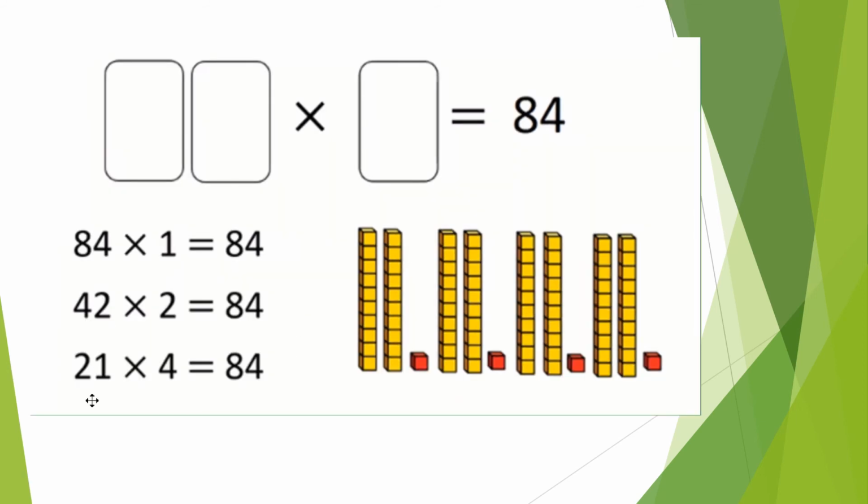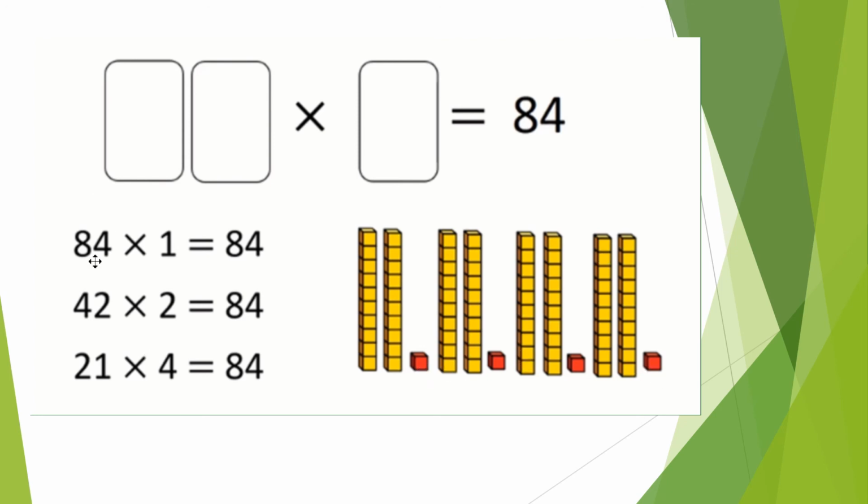You could have also used the digits 2, 1 and 4 to make 21 times 4. And again, using the base 10, you can see we have 21 repeated 4 times. 1, 2, 3, 4. And the answer makes 84, as we still have 8 tens. 1, 2, 3, 4, 5, 6, 7, 8. And we still have 4 ones.